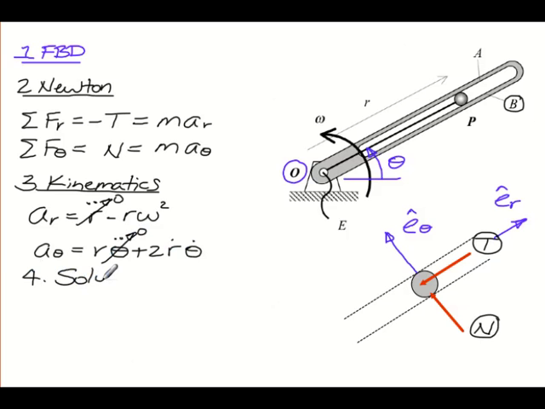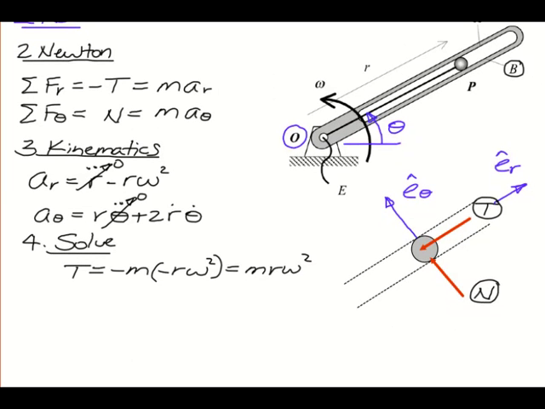So when we solve for this, we see that T is equal to minus m a_r, so that's m r omega squared, which is positive. It means that we can do this by pulling on the rope. It would be difficult if it weren't; we'd have to push on it with a rope. N in this case is equal to m a_theta, so that's m times 2 r dot omega.